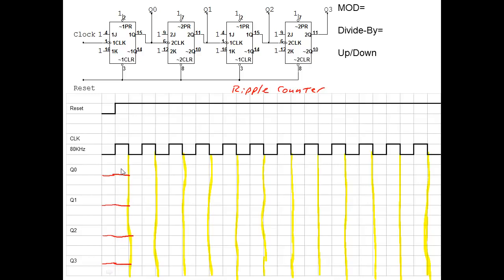So what we can do for the first one is we can just say, okay, every negative edge of this clock, every time we see a negative edge, we're going to clock or toggle this flip-flop. So every negative edge, we're just going to flip state. So it goes high, goes low, goes high, goes low. And again, we're just toggling every time.